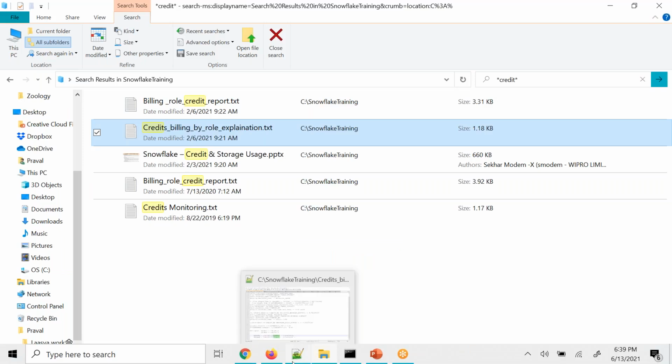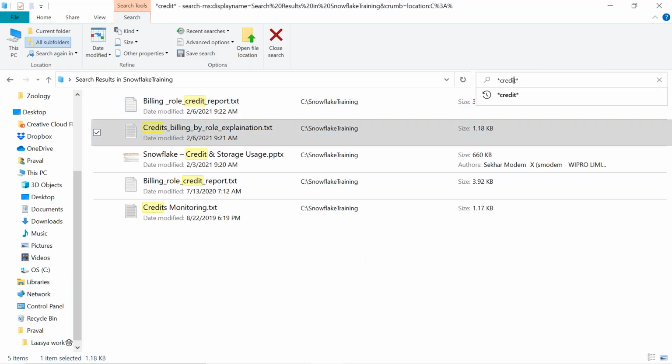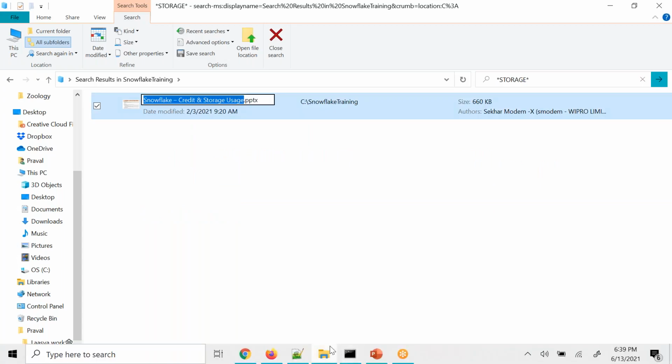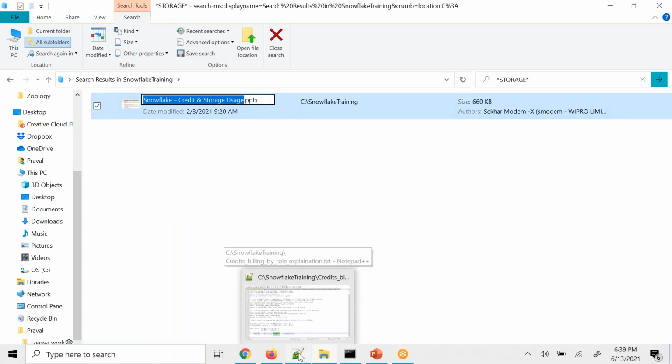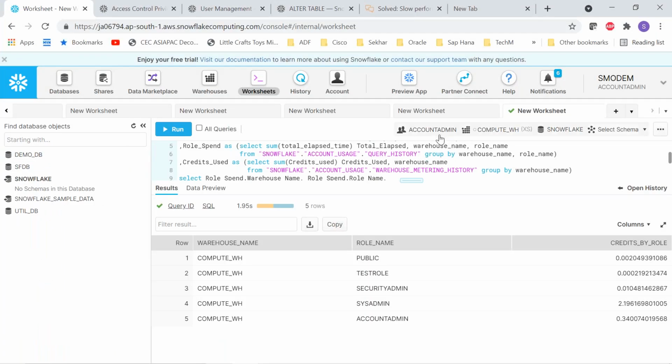So I have queries for storage as well. I don't know where I have. Somehow I missed it, guys. So I'll send you the queries. If you look at this particular schema, right? Snowflake schema, Snowflake database, right?